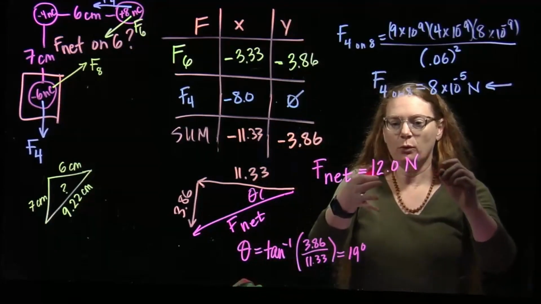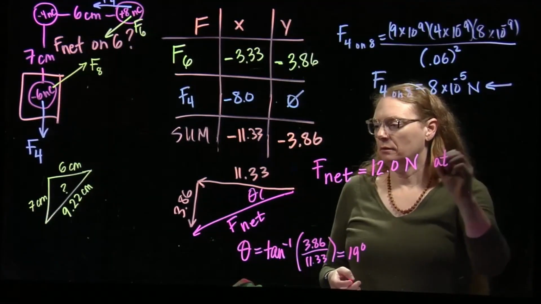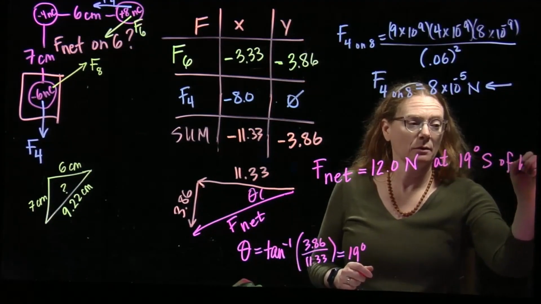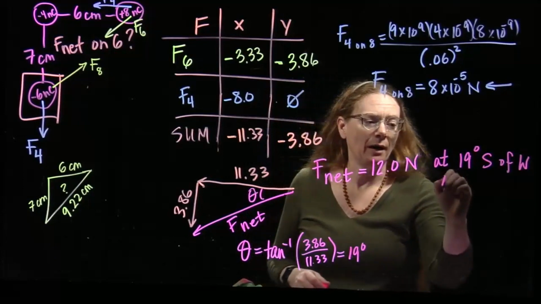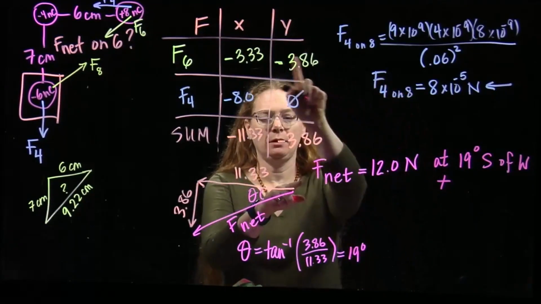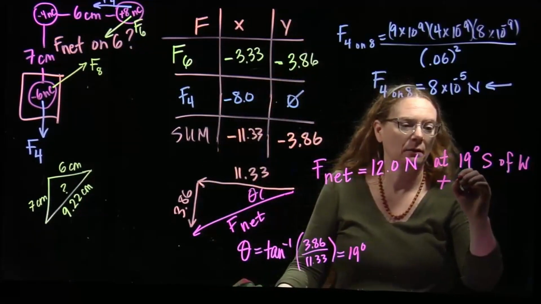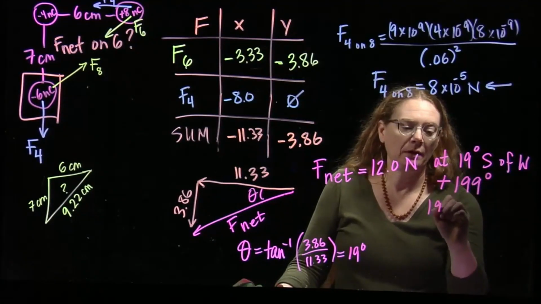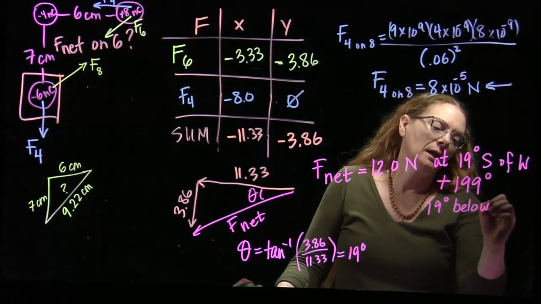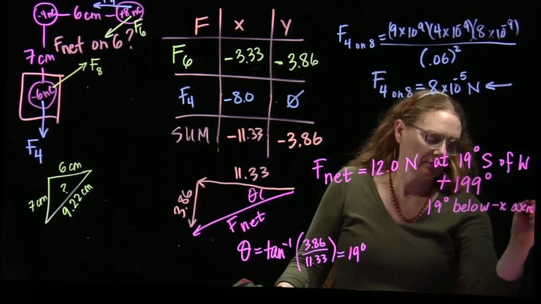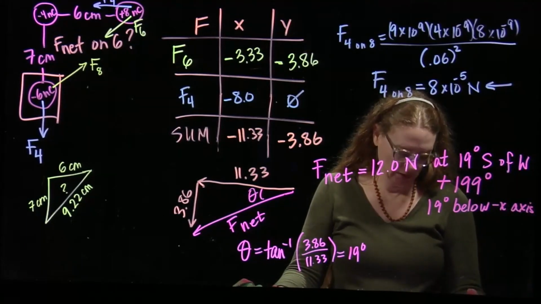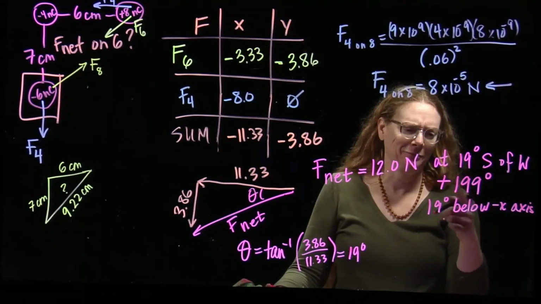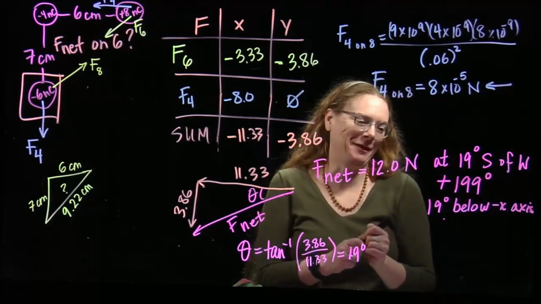So the force is 12 newtons at, we could do 19 degrees south of west. We could do a positive angle: we start at 0, 90, 180 plus 19, so positive 199 degrees. You could do 19 degrees below the negative x-axis. What else could you do? I guess you could do 360 minus that, a negative, but why would you do that? So let's just stop there.